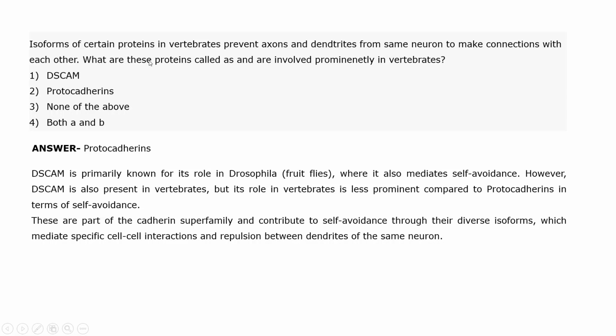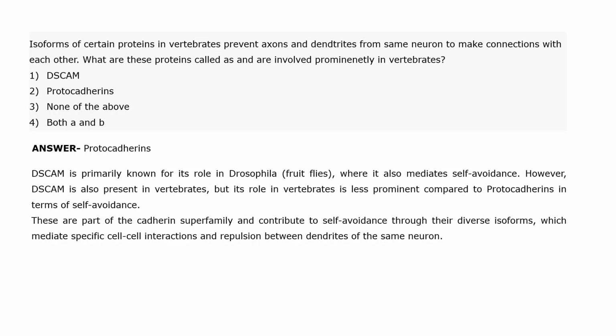What it does is that it has several isoforms itself. It can form different isoforms by a process called alternative splicing. If we consider two neurons in Drosophila, and both of them have the same isoform of DSCAM, they can recognize each other, and because of the same isoform, it provides a kind of repulsive nature in this case. So the nerve endings and dendrites cannot interact with each other.